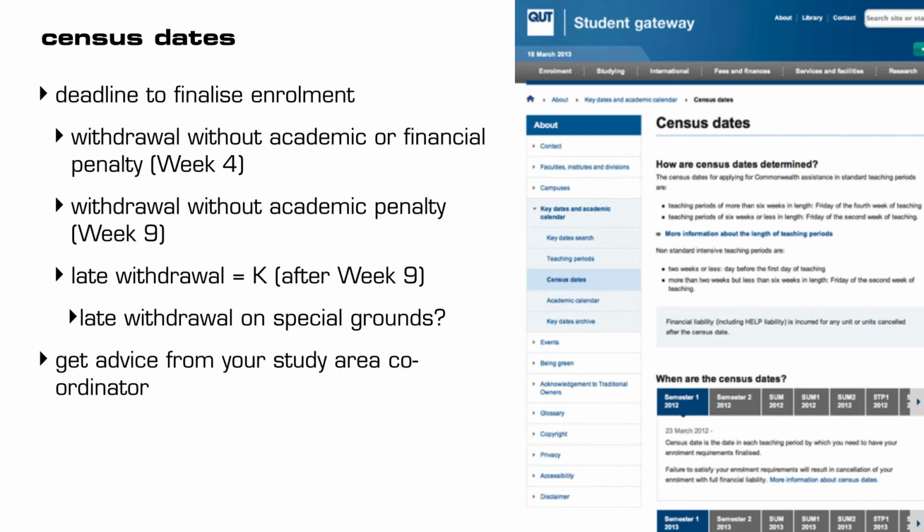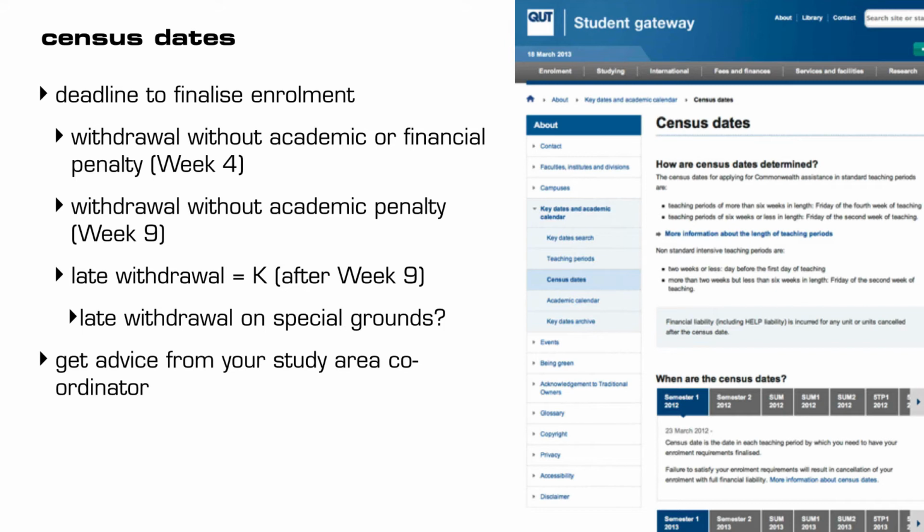There are 2 important deadlines for withdrawing. The first one is the end of week 4. If you withdraw from a unit any time during the first 4 weeks of the semester, that's up until Friday of week 4, you withdraw from the unit and it will look like you've never even attempted that unit. So you won't have a fail result.